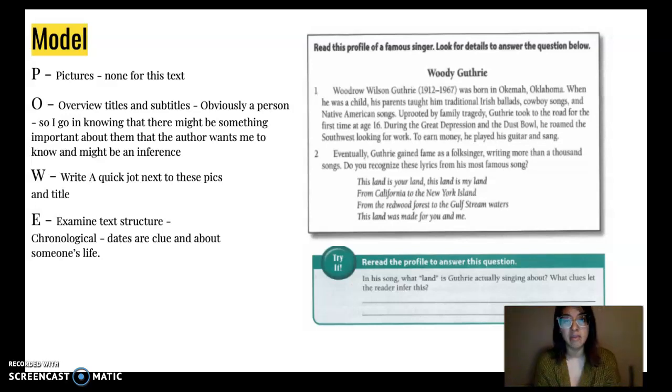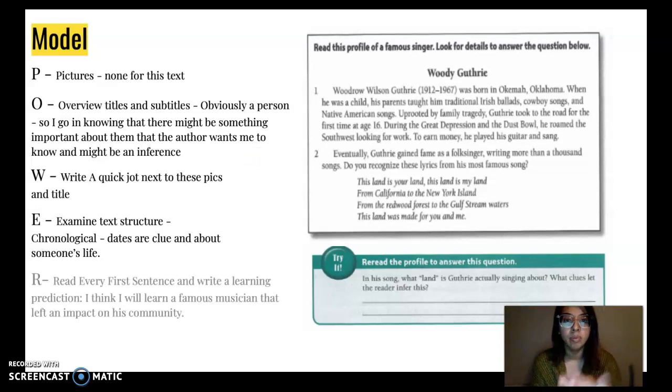The R stands for reading every first sentence. With those first sentences, though, I'm going to make a learning prediction. So, reading the first sentences: Woodrow Wilson Guthrie, 1912 to 1967, was born in Okemah, Oklahoma. Second paragraph: Eventually, Guthrie gained fame as a folk singer, writing more than 1,000 songs. So, in my mind, I'm already making this prediction. Well, I'm going to learn about this person during this time period, and he's a folk singer writing lots of songs. So, for me, I think I will learn about a famous musician that left an impact on his community.